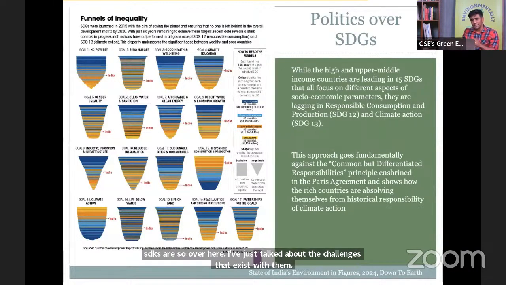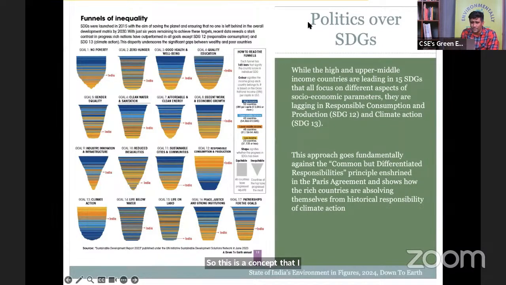This is a concept that I don't know how many of you are dealing with in your classroom setups, but this is something that CSE is talking about very, very vehemently. And this is something that most developing countries are talking about as well. So we are talking about the politics over SDGs.